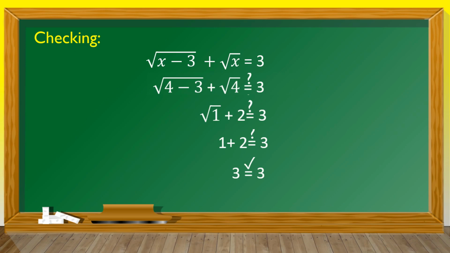Let us check if the value 4 satisfies the given equation. So substitute 4 to the original equation. So we have square root of 4 minus 3 plus square root of 4 equals 3. Then square root of 4 minus 3 is square root of 1 plus square root of 4 is 2. And then it's equal to 3. So the square root of 1 plus this 2 is equal to 3. So thus, the value 4 satisfies the given equation.